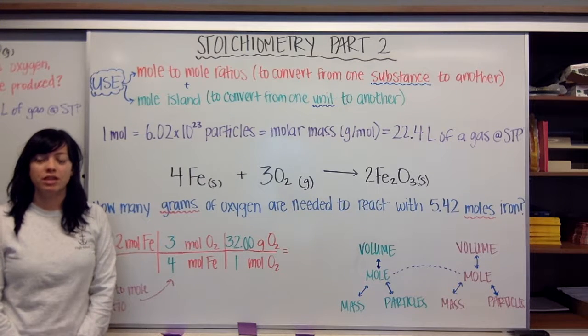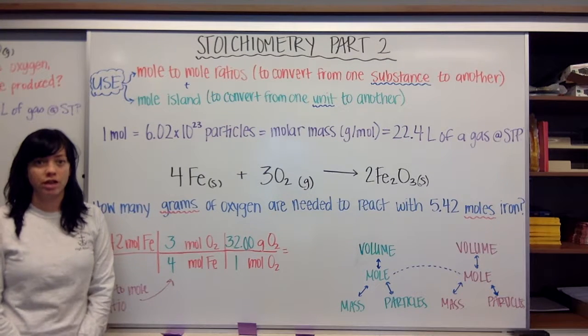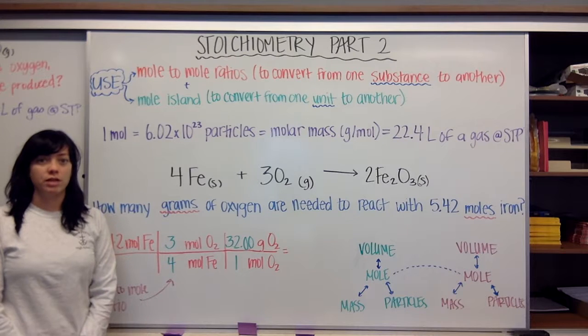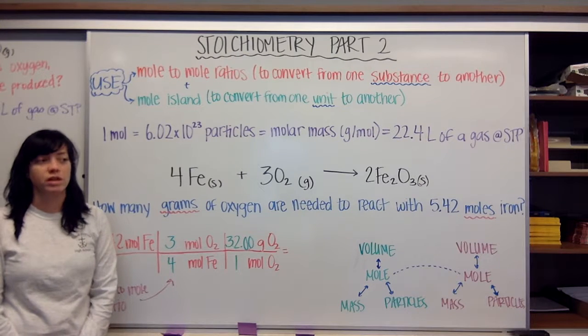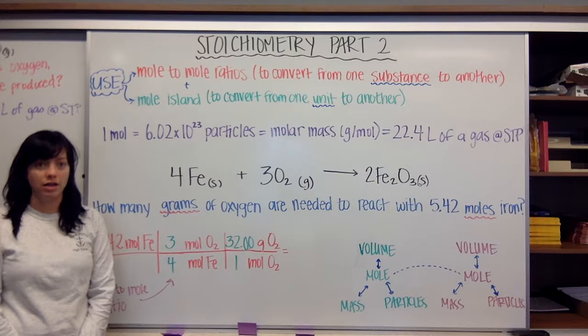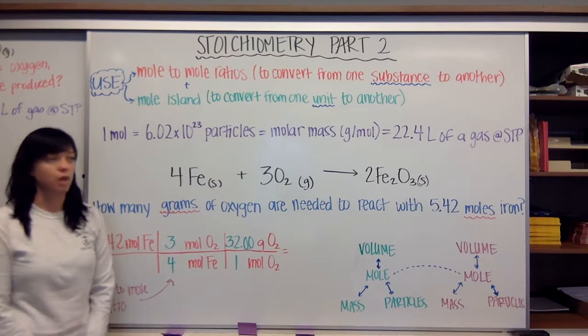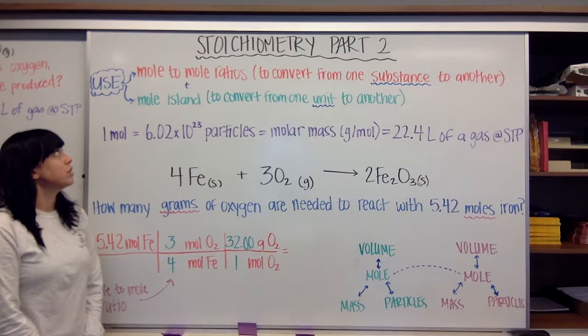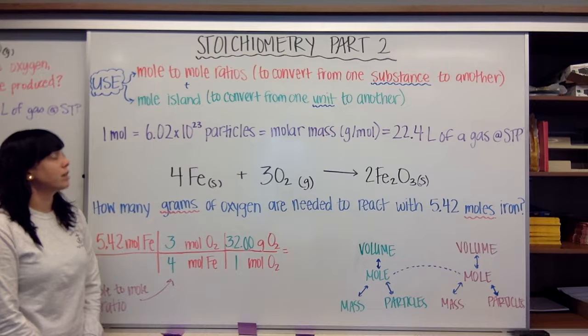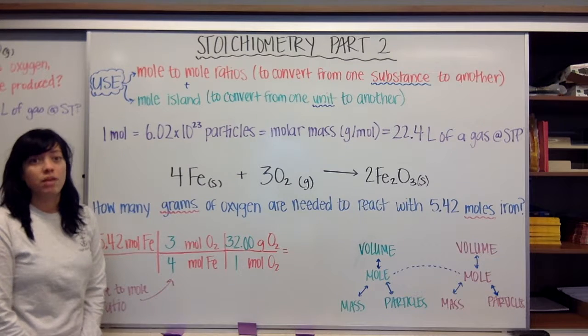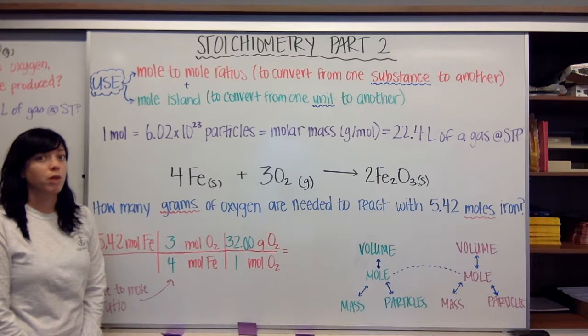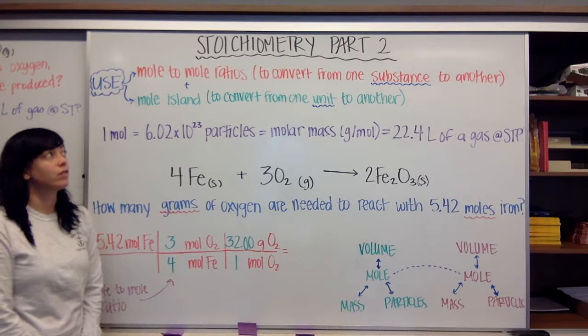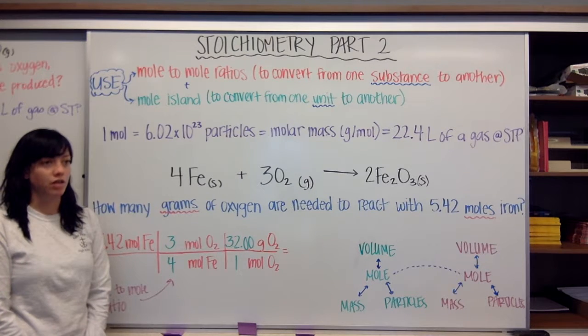Today we're going to be continuing our unit on stoichiometry, and that means that we are going to be again using our mole-to-mole ratios, but also including mole island from last semester to do some conversions and predict reactants and products. So basically today we are going to be using both the mole-to-mole ratios and mole island. But for our mole-to-mole ratios, the important part is that we are using them when we are converting from one substance to another, right?